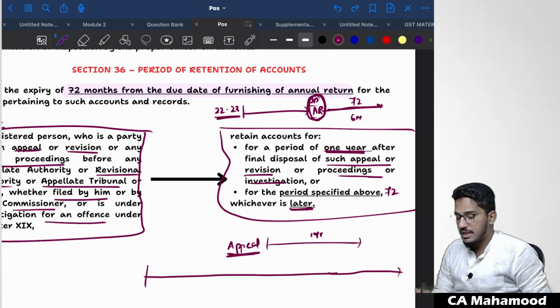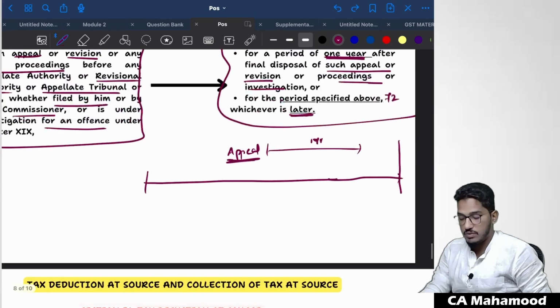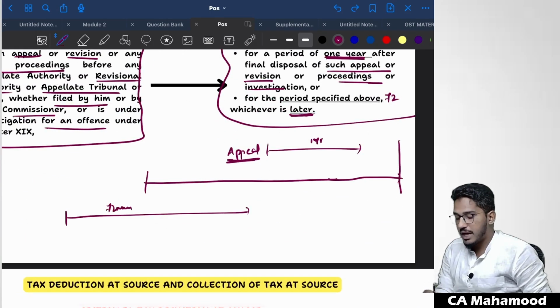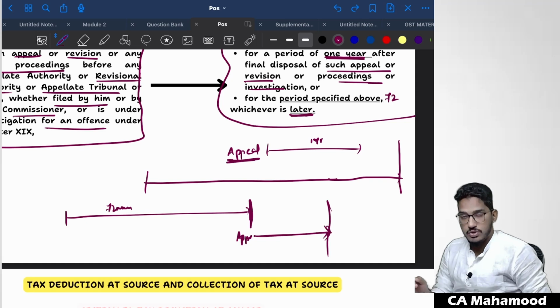Whichever is later. For example, if 72 months from the due date of furnishing of annual return is later, till that point of time you have to maintain books of accounts. Or take for example, 72 months from the due date of furnishing of annual return is ending here, whereas the appeal got closed here, and till 1 year, whichever is later. That means in this case you have to maintain the records for 1 year after the closure of that appeal, etc.